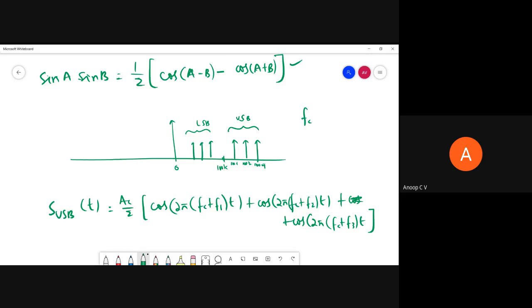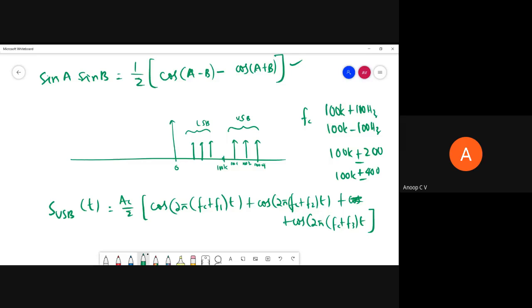Yeah, last 1 minute. You should have terms with, please listen, 100K plus 100 hertz and 100K minus 100 hertz. Then you should have 100K plus 200 and 100K minus 200, and similarly 100K plus 400 and 100K minus 400. You will have all these terms.